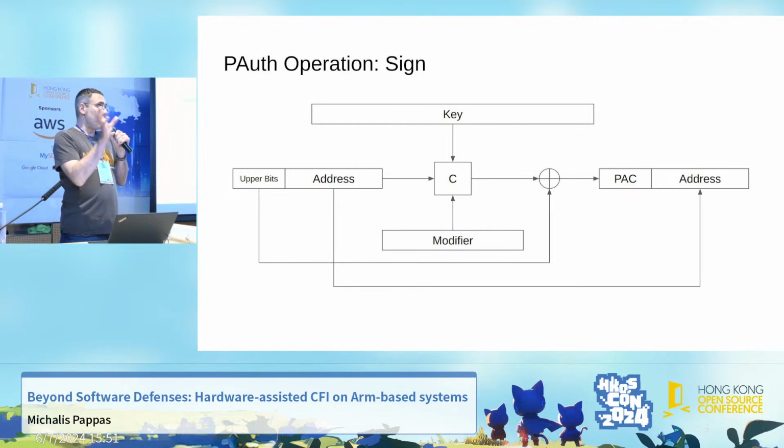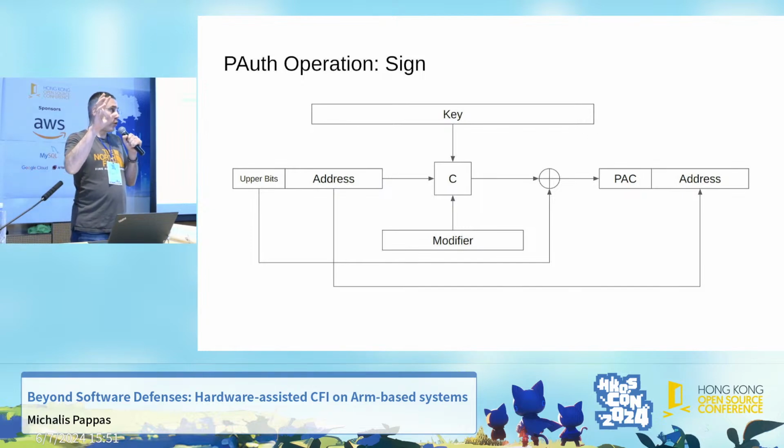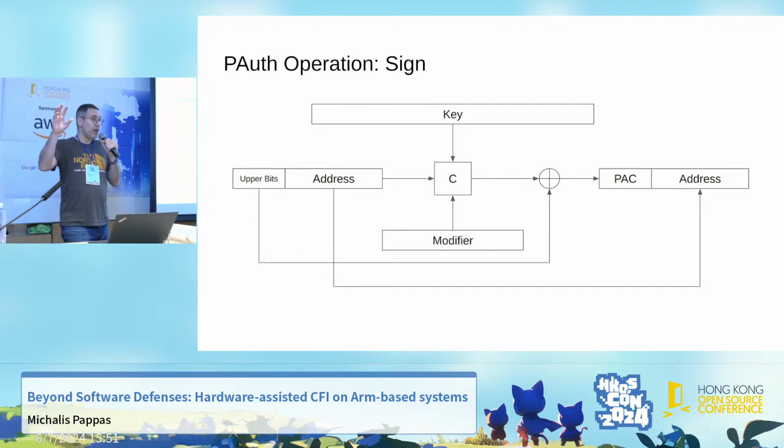The pointer has some upper bits that are unused or almost unused. We will see exactly in detail why that happens. And then you have, of course, a secret key, and then you have also an additional modifier value. You pass the address to the cipher algorithm, and then the output of the cipher algorithm is XORed with the upper bits, and that forms the signature. This is called the pointer authentication code. This now replaces the upper bits, and now you have the signed pointer, which consists of the signature and the address.